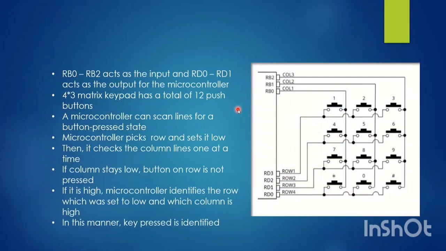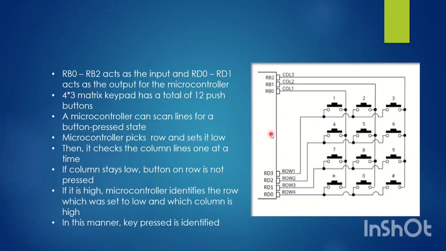And the basic working of the keypad is given in this slide. And this is the circuit diagram of how to connect the matrix keypad with the microcontroller. Here RB0 to RB2 act as the input. This is the input port, that is port B. RB0 to RB2 are the input pins, and in port D, RD0 to RD3 are the output. That is, the columns are the input and those are the output.